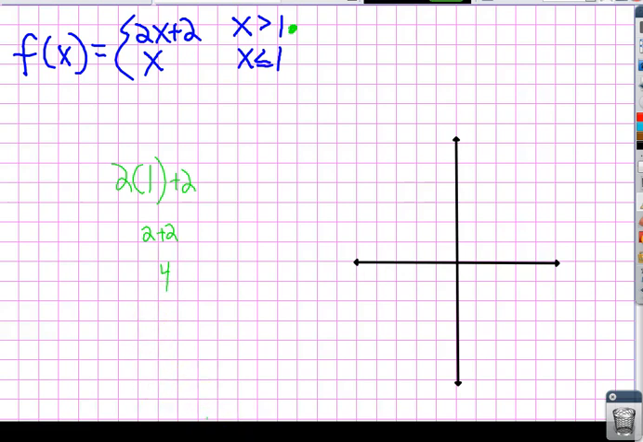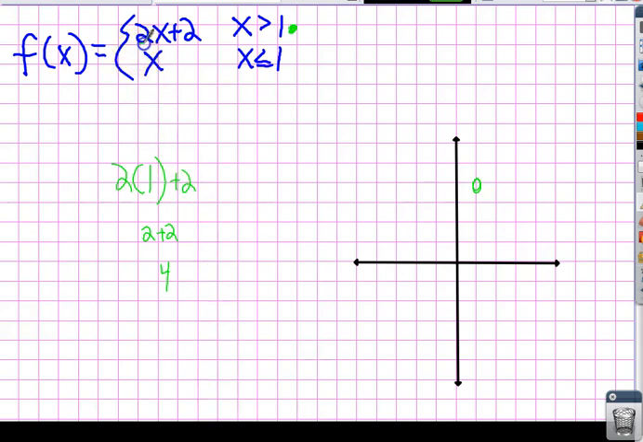So at 1, I get 4. What type of dot am I going to have? Open, because that's greater than and not greater than or equal to. So at (1, 4), I have an open dot. Now, which way am I going to shade? To the right, or to the left? Well, my arrow points to the right here. That's how I shall be shading.